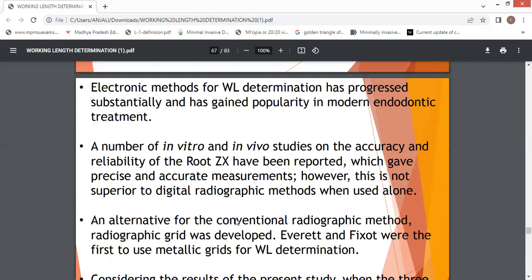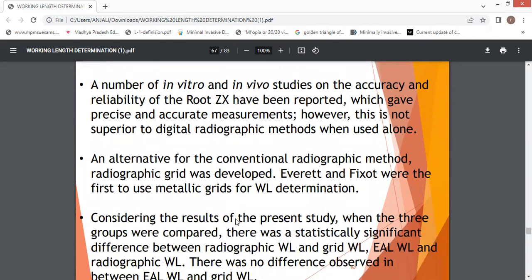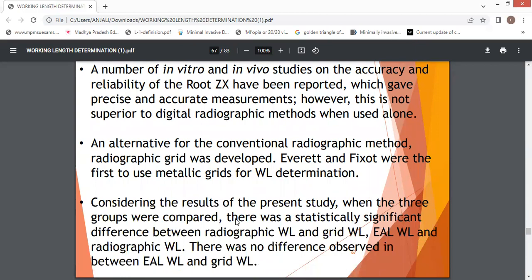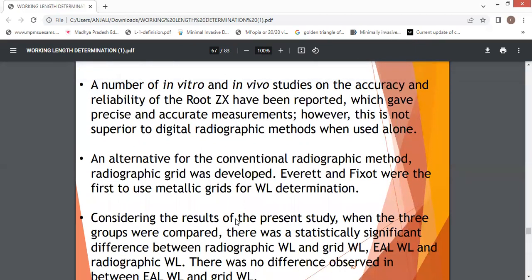Electronic methods for working length determination have progressed substantially and have gained popularity in modern endodontic treatment. A number of in vitro and in vivo studies on the accuracy and reliability of the Root ZX have been reported, which give precise and accurate measurements. However, this is not superior to digital radiographic methods when used alone. As an alternative to the conventional radiographic method, the radiographic grid was developed. Everett and Fixott were the first to use metallic grids for working length determination.